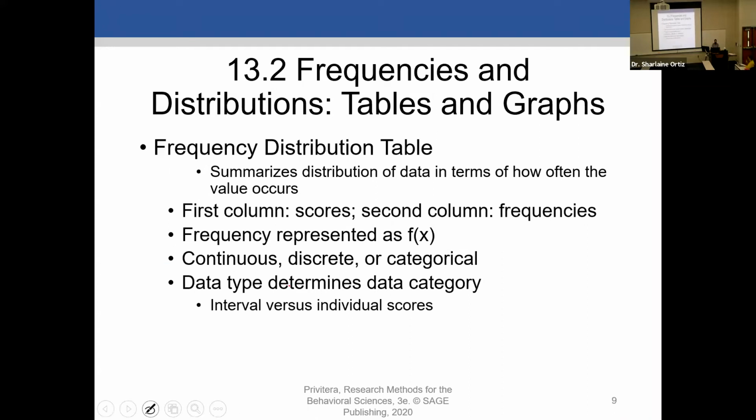Now, generally, I do want you to take away that frequency is generally represented as f of x. So I do want you to remember that. Generally, the type of data that we're going to illustrate in our frequency distribution table is either going to be continuous, discrete, or categorical. And if you need a quick reminder of the specifics of these variables, I'm going to link in the description a very detailed lecture that covers types of variables. If you want a very detailed explanation, you'll find it in the description.